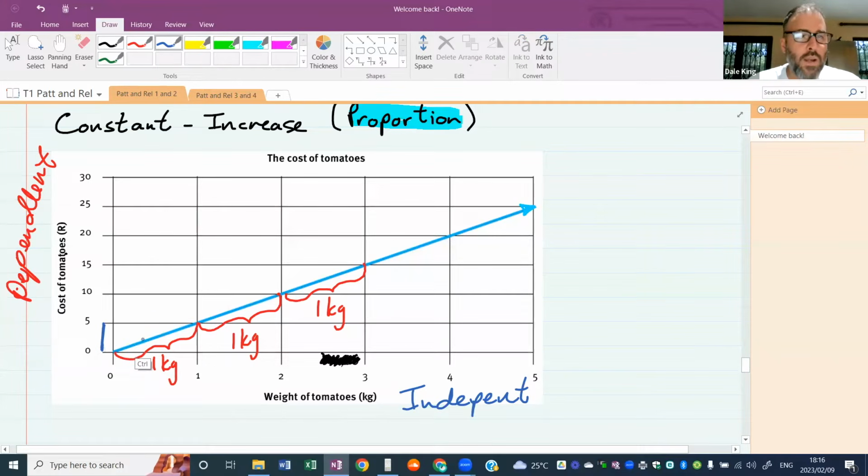Okay, so for every 1 kilogram that you increase, you're increasing by 5 rand every single time. So we're going up by 5 rand every single time. So the increase is constant, and therefore we say that these two values, the cost and the weight of the tomatoes, are in proportion. Okay, they're in proportion or proportional. All right, so this is a proportional relationship. The one gets bigger, the other one also gets bigger, but they get bigger in the same amounts every single time. So that's a proportional relationship.